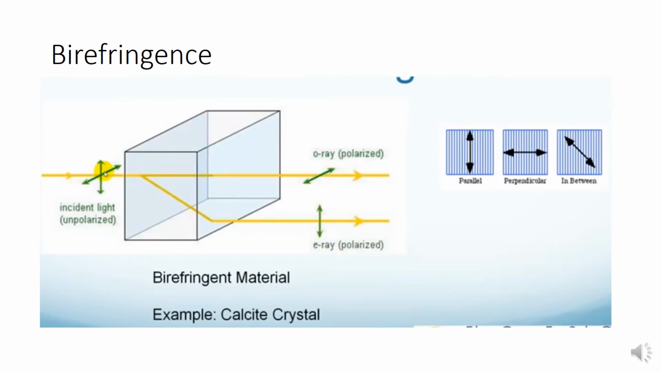But there are some materials, like calcite crystals, as mentioned in the figure, that have different refractive indices for perpendicular polarizations of light. For one horizontal polarization, it will have one refractive index. For the vertical polarization, it will have another refractive index. That's the property of that particular crystal, the calcite crystal. Hence we call these birefringent crystals.